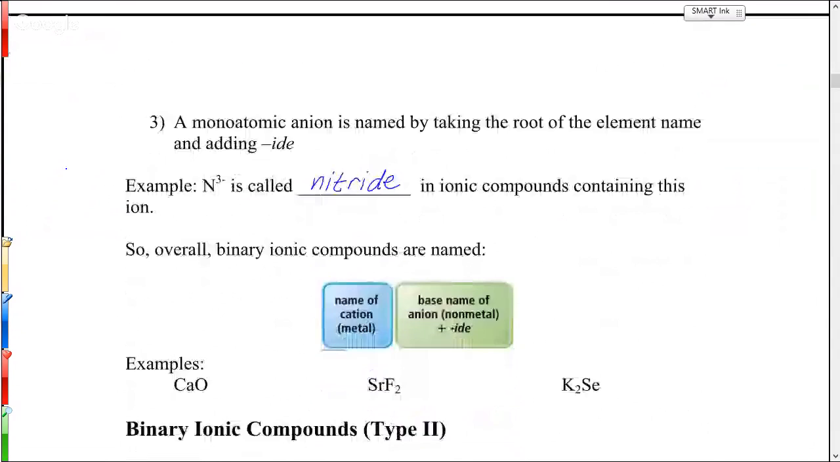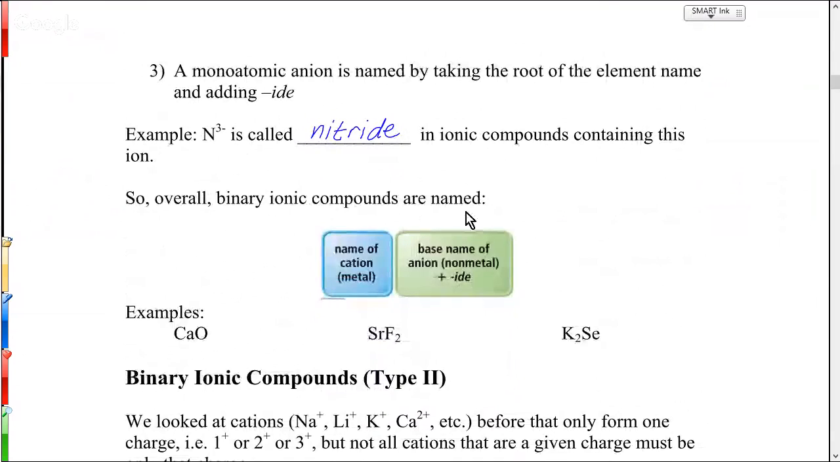Okay, so overall, we can summarize those rules in this little graphic from your book. Names of this type are going to be the name of the cation and the name of the anion plus ide. So let's do some examples. CaO, what are we going to name that? Using that rule. Calcium oxide, right.